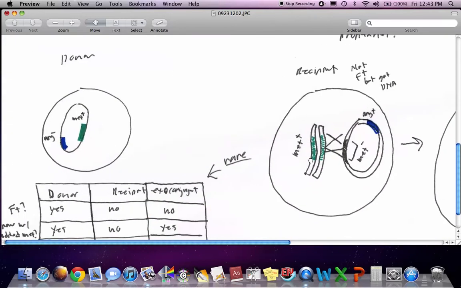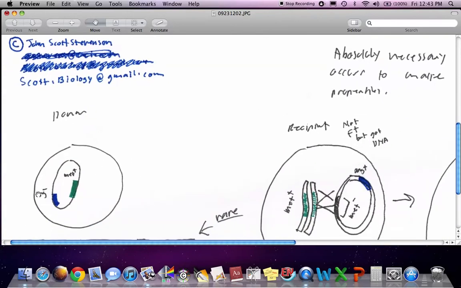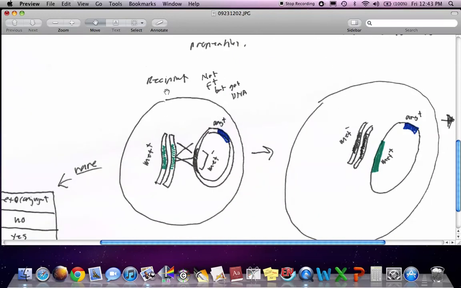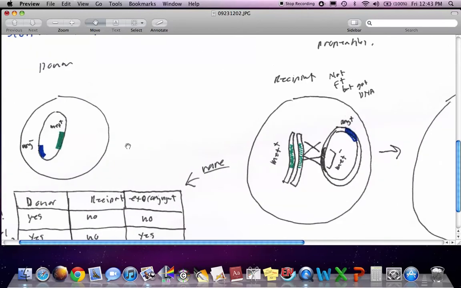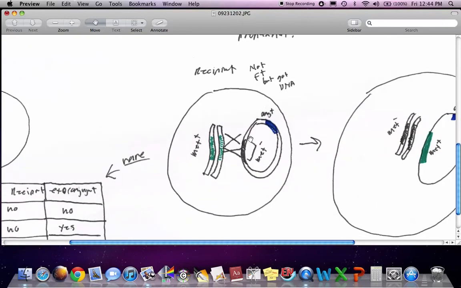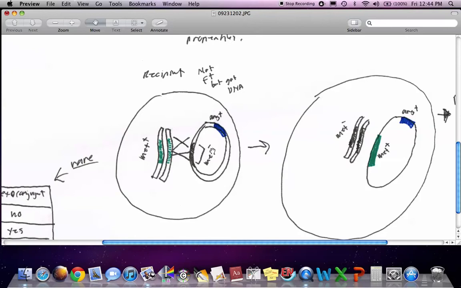Writing out this example, you would have your donor that's Arg minus and Met plus, methionine plus. So it can't grow in the absence of arginine, but it can grow fine in the absence of added methionine. It can make its own methionine, but it cannot make its own arginine. And then the recipient eventually gets this chunk of DNA, methionine plus, the green part, and that exchanges with the methionine minus part of this recipient.